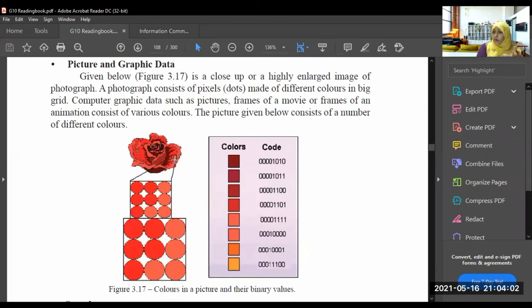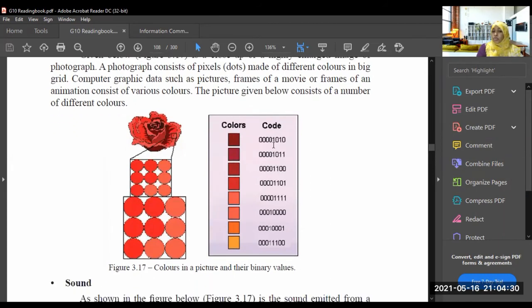As you know, this is a rose. Here the rose is pink, but you should know that in pink there are various pink colors. Understood? There is dark pink, light pink, orange pink. There are several various pink colors. So for each and every pink color there is a code. Colors in a picture have their binary values. So these are the binary values of these colors.